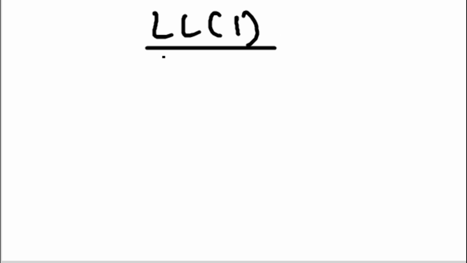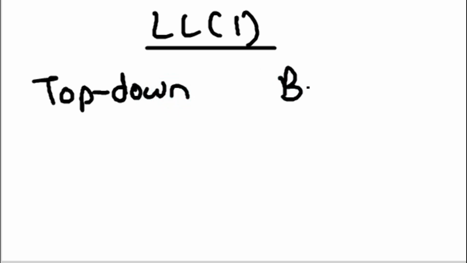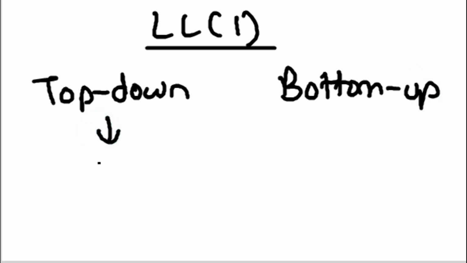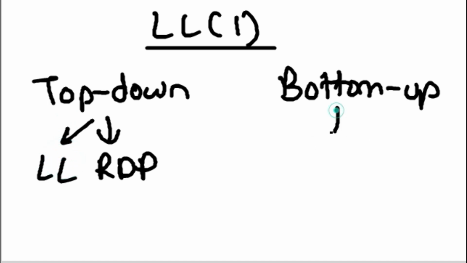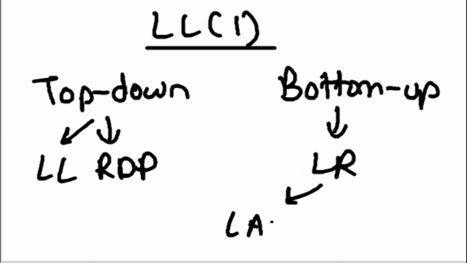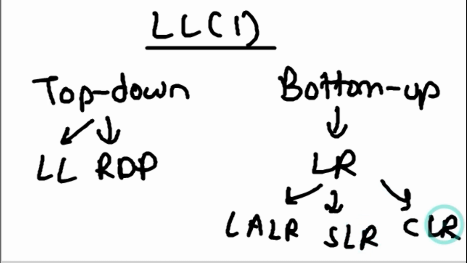Before we understand that, let us understand the meaning of LL1. There are different kinds of parsers. We have top-down parsers that start from the top, and bottom-up parsers that start from the bottom and then go up. In top-down parsers, we have RDP and LL parser. In bottom-up parsers, we have parsers like LR parser. Within LR parser, we have LALR parser, SLR parser, or CLR, which is canonical LR parser. In this case, we have RDP, recursive descent parser, and LL parser.